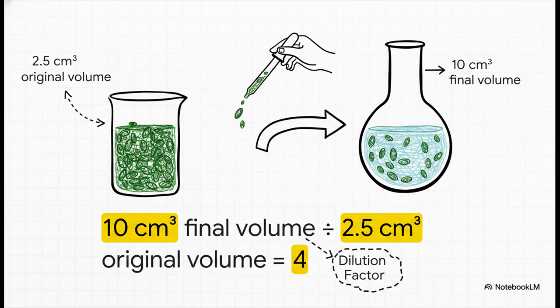We need to figure out how much the sample was diluted. The method said that 2.5 cubic centimeters of pond water was topped up to a final volume of 10. So to find the dilution factor, we just divide 10 by 2.5, which gives us 4. This means our sample is 4 times less concentrated than the original stuff from the pond.